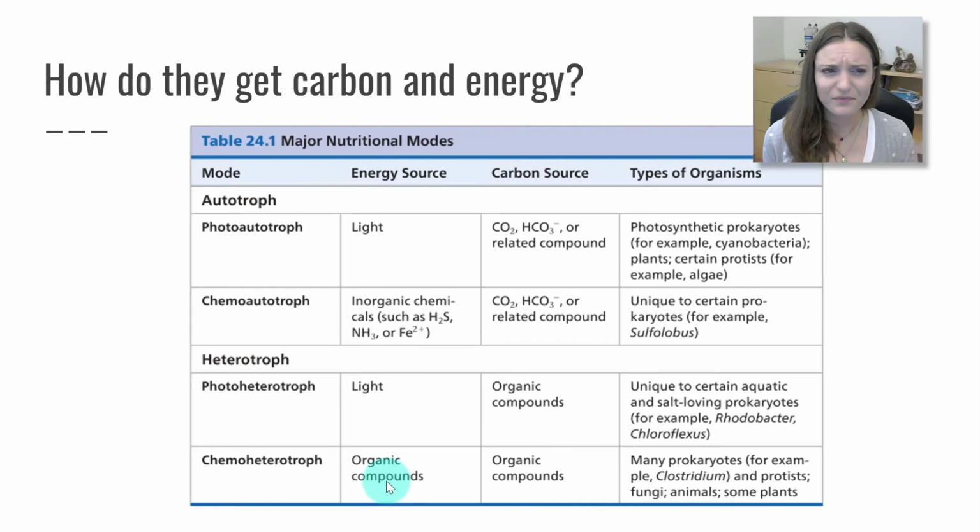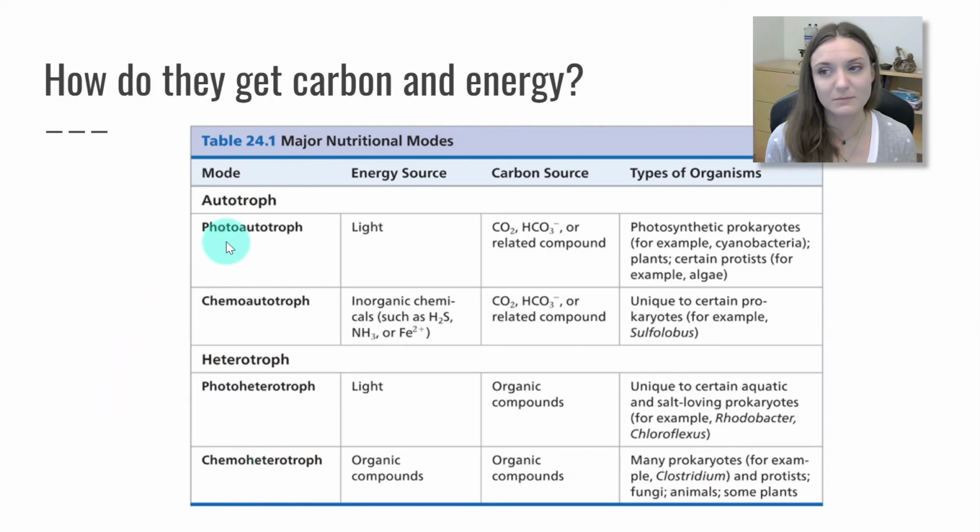So we eat food, and that's where we get our energy from. We also get our carbon source from that food that we eat. Okay, so we are also chemoheterotrophs. Some bacteria, though, might fall in some of these other categories, chemoautotrophs or photoheterotrophs. Most are going to be chemoheterotrophs, though, and some are also going to be photoautotrophs.